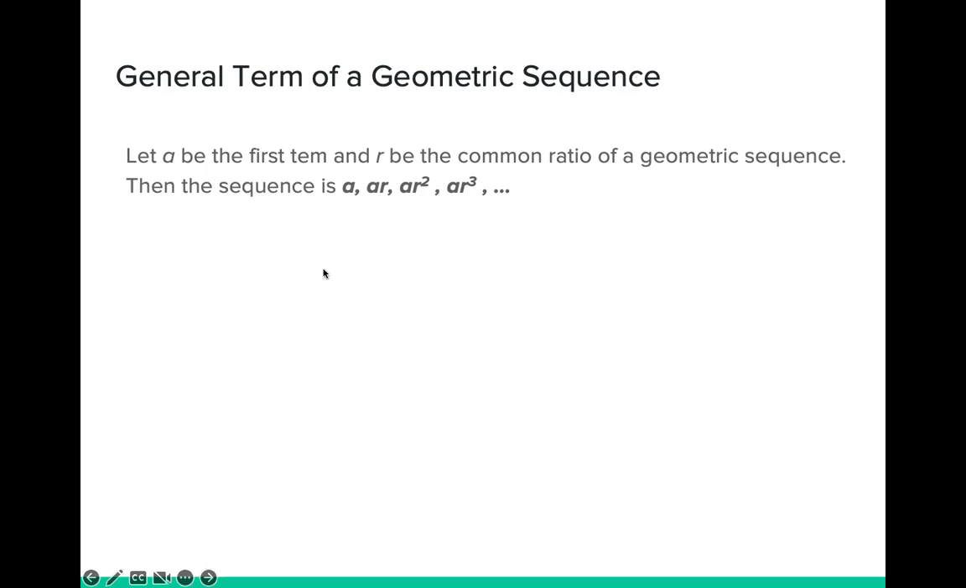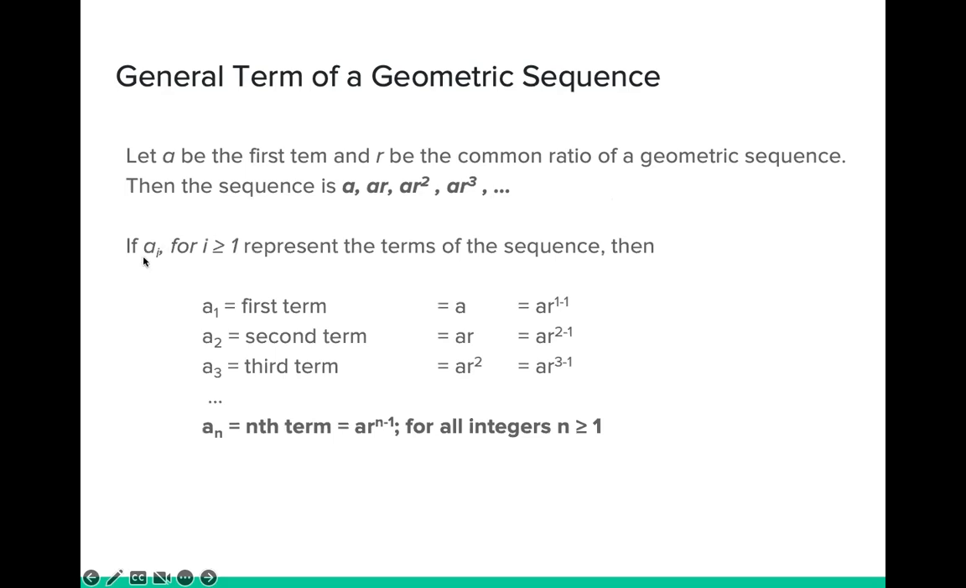So let a be the first term and r be the common ratio of a geometric sequence. Then the geometric sequence that we have is a, ar, ar squared, ar cubed, etc. If a sub i, for all integers i greater than or equal to 1, represents the terms of the sequence, then we have a sub 1 to a sub 3 as the first term, the second term, and the third term. Based on this definition of the geometric sequence, we have the first term as a, the second term as ar, the third term as ar squared, and so on.